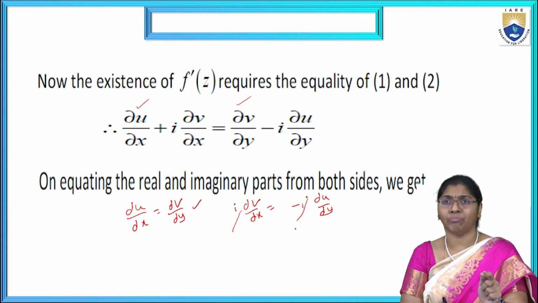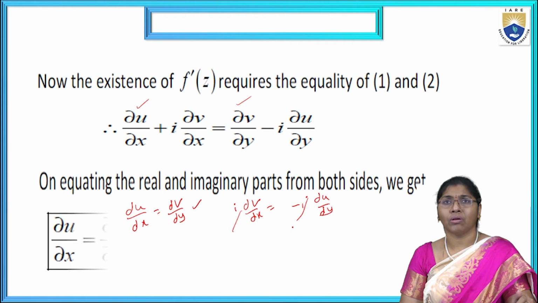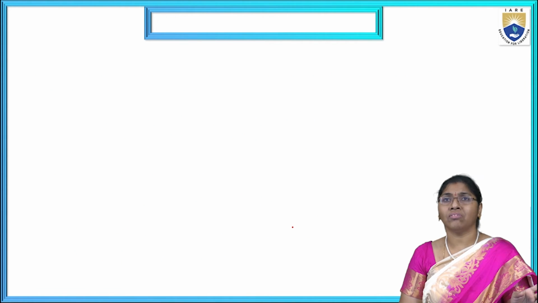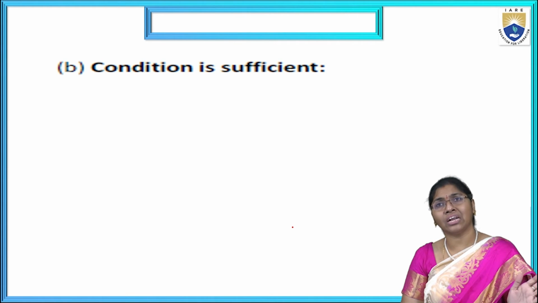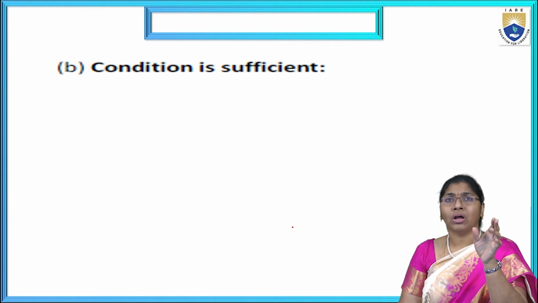Now these are the CR condition satisfactions. Proof, theorem proof. That is the final condition: dou u by dou x equal to dou v by dou y, comma, dou v by dou x equal to minus dou u by dou y. That is the CR equation satisfied. Now the condition is sufficient condition. Necessary condition is completed.